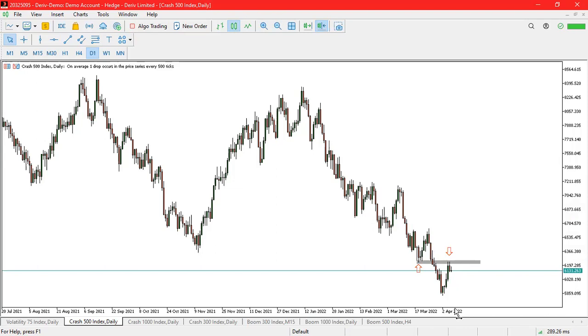So the moment you see the market running in a buy on crashes in a daily chart, you have to identify this flip zone, and then you will be lucky most of the time because it will retest on the flip zone.